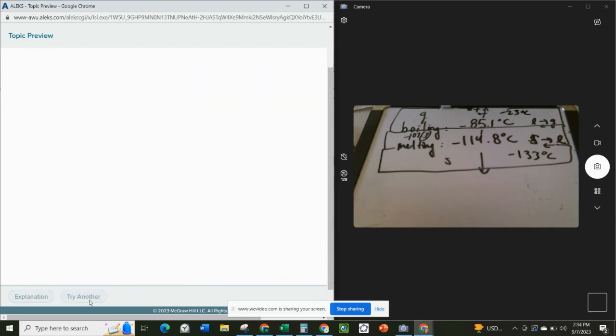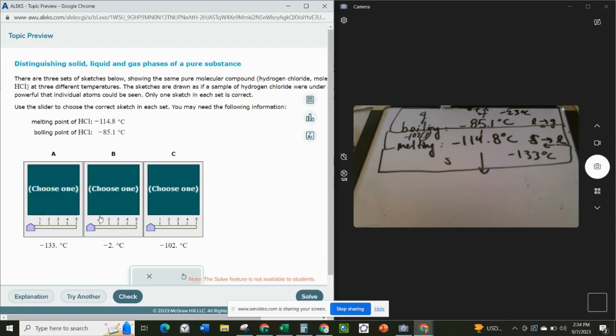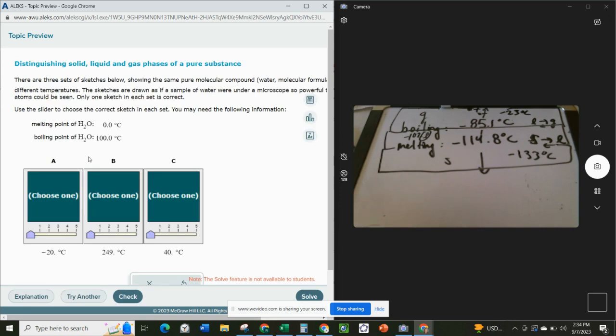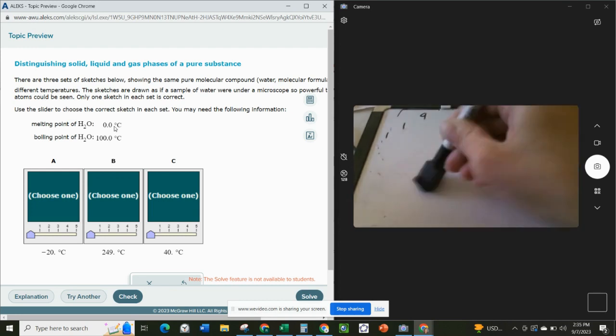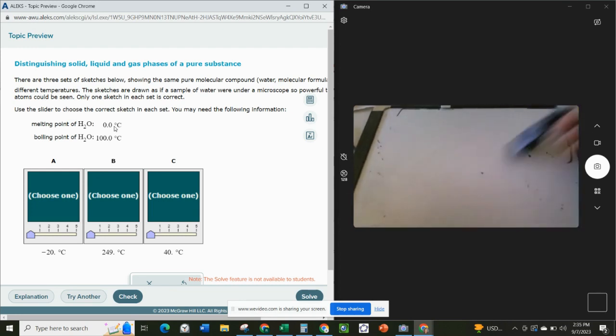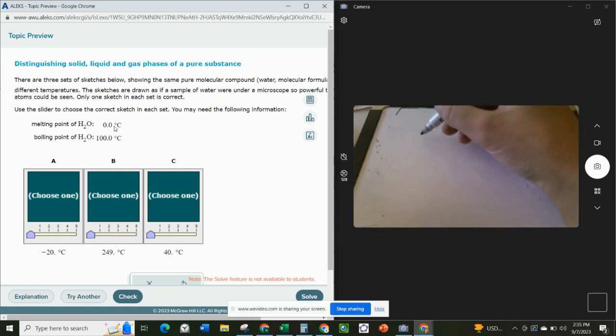Okay, let's look at another one. Oh, we just did this one. Let's try a different one. Okay, here's one. So water. So again, we're looking at our melting, boiling, and then where these temperatures fall. And then we have to just come up with the correct model. And if this is something that would be helpful for you to have on a note card, you could put one of these examples on your note card.